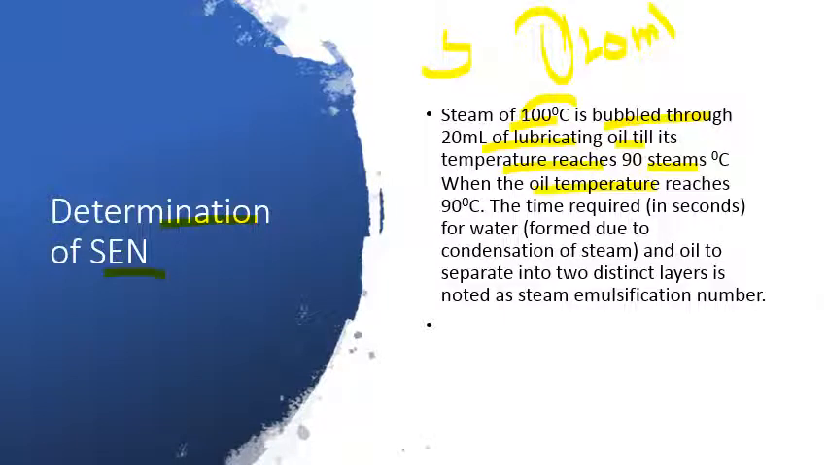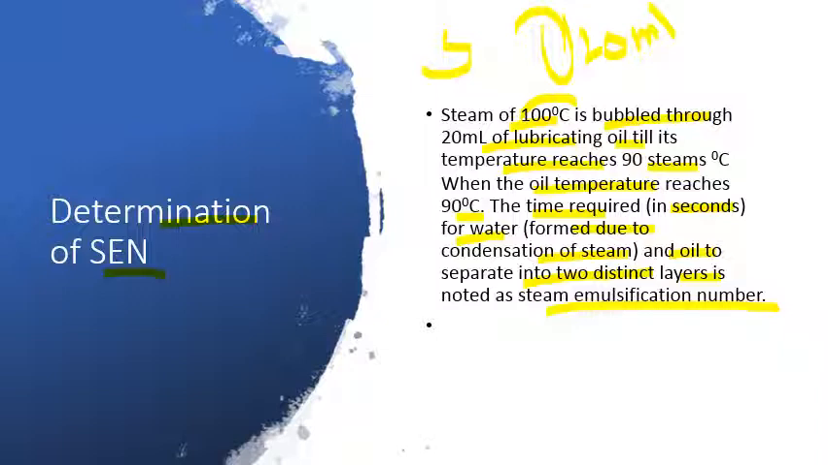When the oil temperature reaches 90 degrees centigrade, the time required in seconds for the water formed due to the condensation of the steam and the oil to separate out into two distinct layers is noted as SEN. So when we pass the steam through this 20 ml of the lubricant, the steam goes on condensing and forms water, and we have the emulsion in the test tube. So now we record the time in seconds when this oil and water separate out into two different layers, and that time in seconds is recorded as SEN. If the SEN is low, it is a good lubricating oil to be used in the machine, and if it is high, it has other applications.